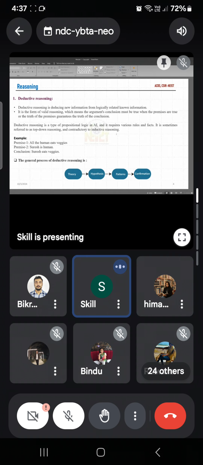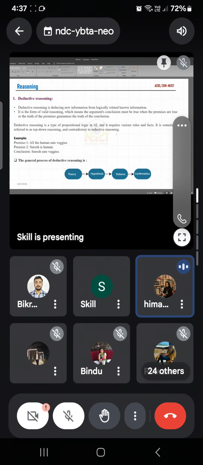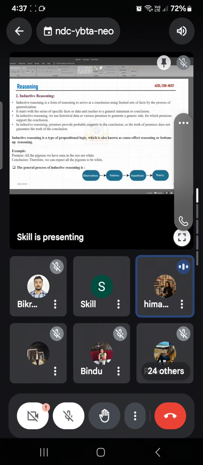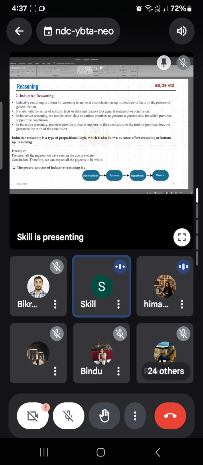Sir, you have written that deductive reasoning is a type of propositional logic in AI, in the first slide. So will these other reasonings, like inductive and abductive, not be propositional logic? Because I have no idea about propositional logic. I've already told that when we get to propositional logic, we will discuss it further. Okay, sir. In the next class, we will discuss propositional logic. Then it will be more clear.